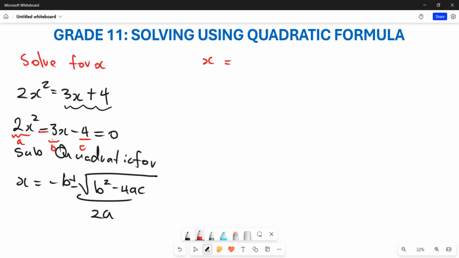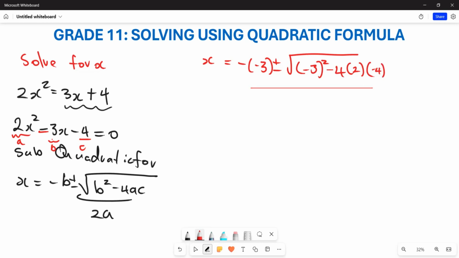Remember, you take the number with its sign, which means here your b is going to be negative 3, so this is going to be negative b, which is negative 3, plus or minus. This is going to be the same as b squared. Your b is still negative 3, so this is going to be negative 3 squared, subtract 4 times your a, which is 2, times your c, which is negative 4, over 2a, and your 2a is the same as 2. How can we now go about solving this?